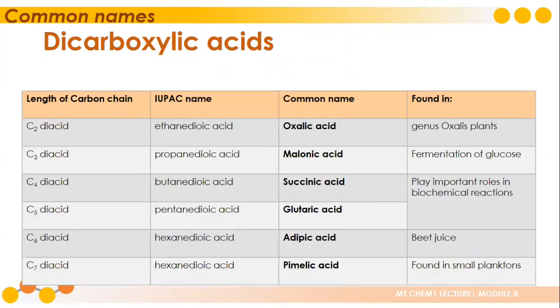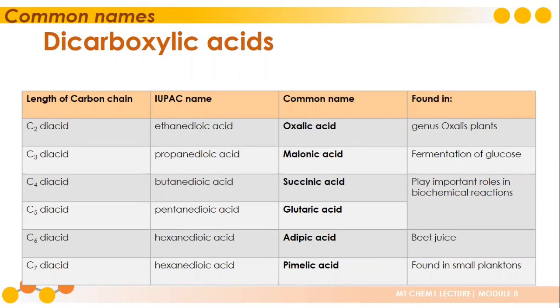Let's take a look at the table of dicarboxylic acids, showing the length of the carbon chain, their IUPAC name, their common name, and where they are found. First, we have the C2 diacid, with the IUPAC name ethane dioic acid and the common name oxalic acid, which is found in the genus Oxalis plants. C3 diacid, or propane dioic acid, with the common name malonic acid, is found in the fermentation of glucose.